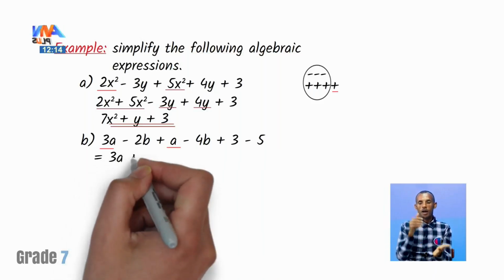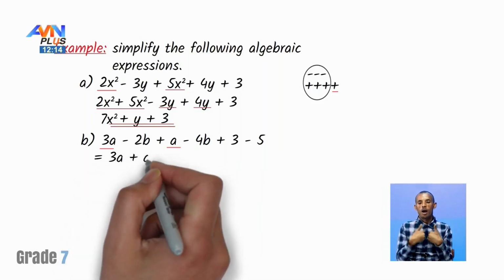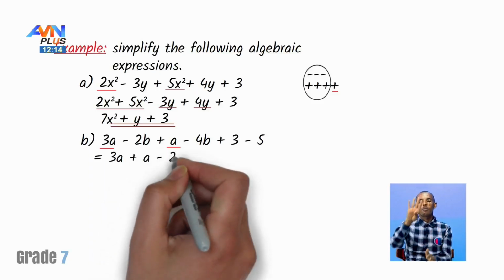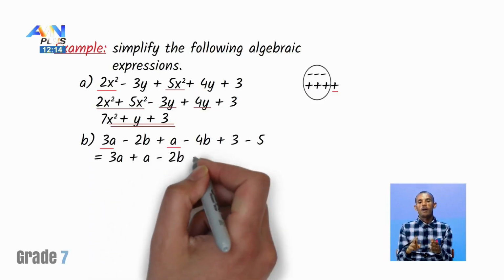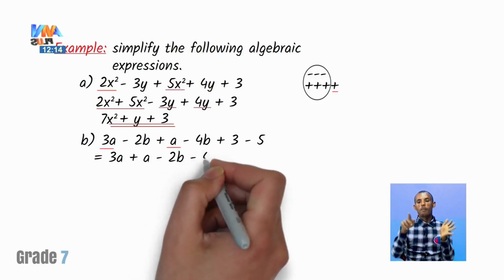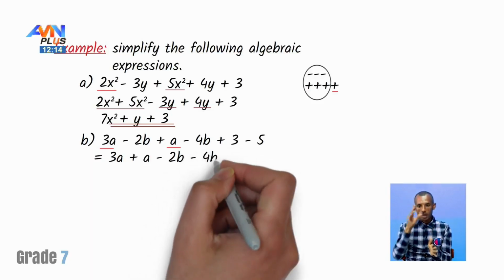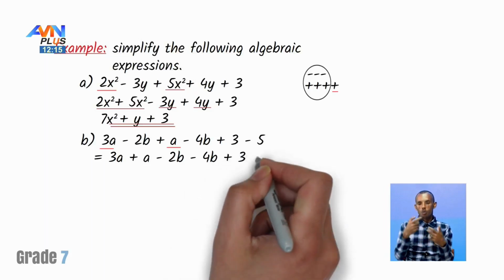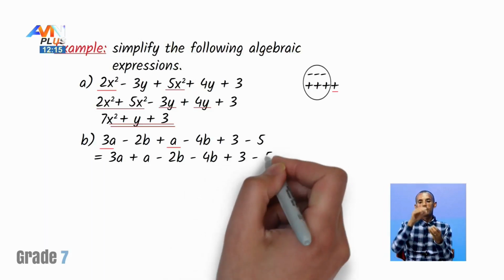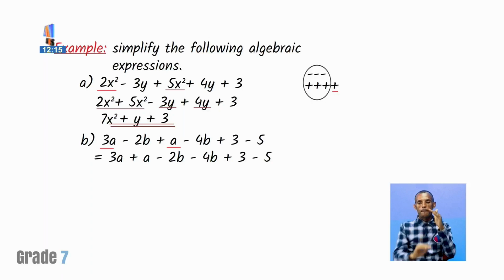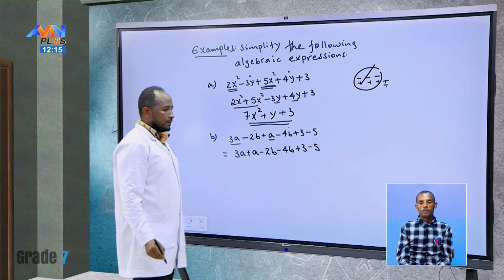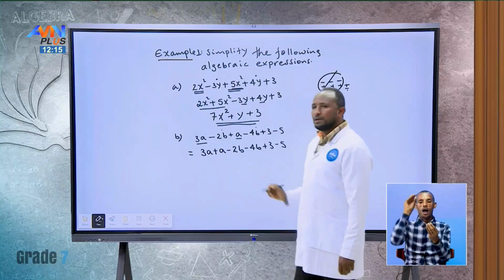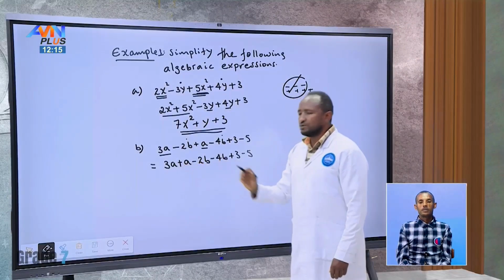Again, here you have minus 2b and minus 4b. These two are like terms, so let's put them together: minus 2b and minus 4b. What else do you have? Plus 3 and minus 5. Now, let's add the coefficients of the like terms.